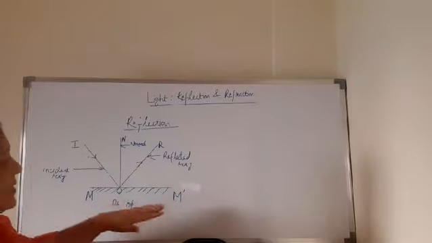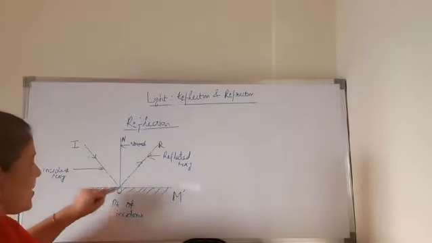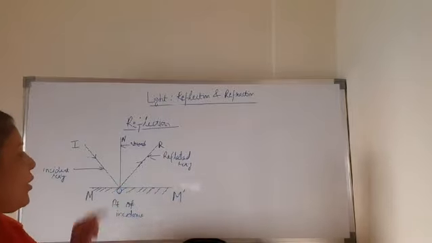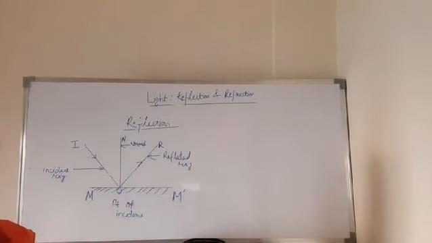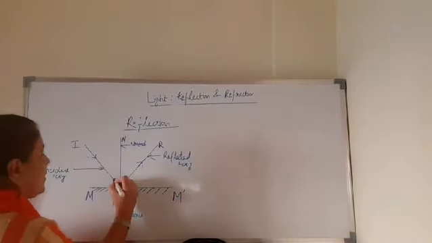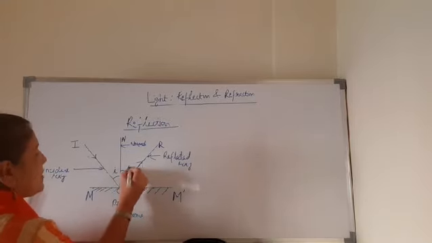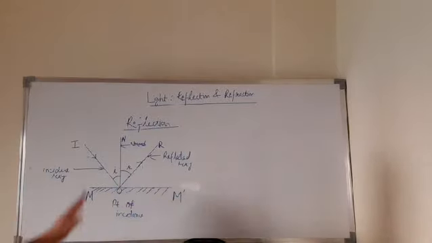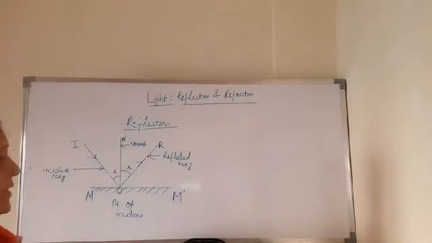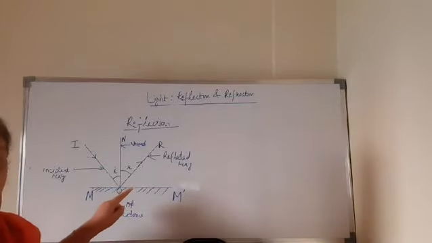So what exactly is this? Say MM dash is a plane mirror. IO ray strikes at point O, that is the point of incidence, and after reflection it goes back as OR. This is the reflection by a plane mirror. This angle is called angle of incidence, and this is angle of reflection. ION is called angle of incidence, and NOR is called the angle of reflection.